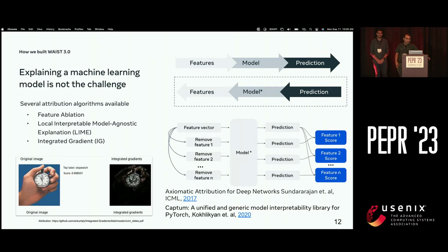There are several different algorithms. These algorithms are called attribution algorithms. What they do is, once you have a model which is predicting a set of outputs for a set of features, you can actually predict which features are important for this model. One of the algorithms is called integrated gradients, which looks at the gradients which are propagated in the model. Another example of an algorithm is feature ablation, where you try to remove one feature at a time, and then you look at the difference in predictions between the different features.